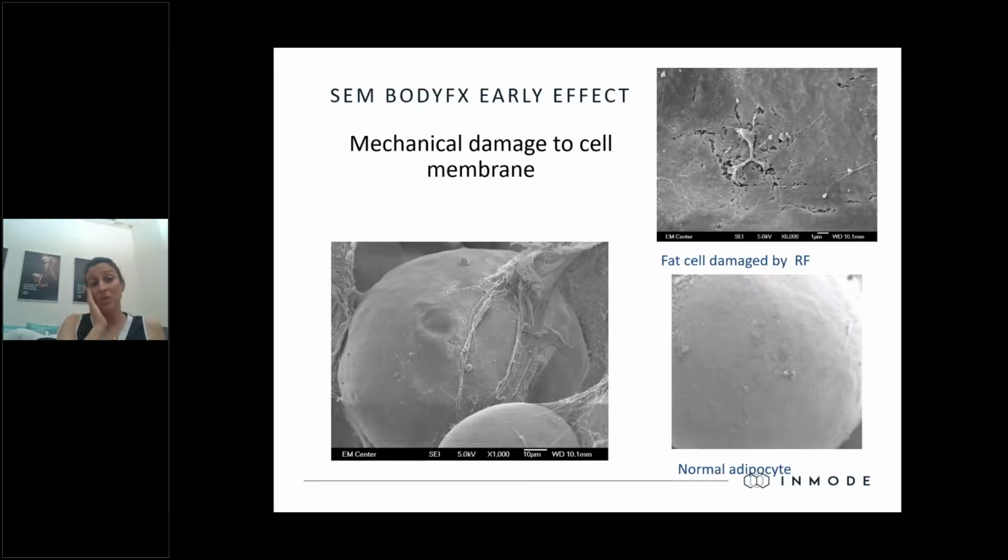This is really, really nice. This is an electron microscopy. It's actual fat cells. Electron microscopy is really, really nice because it actually shows what happens to the cells. So it's not just what happens to the entire structure or a computerized demonstration, but it shows what happens to the cells. Here on the right side, you see a normal adipocyte that is rounded and smooth. And here what you see is a fat cell that was damaged by the high voltage RF, and you see the damage to the membrane, okay?